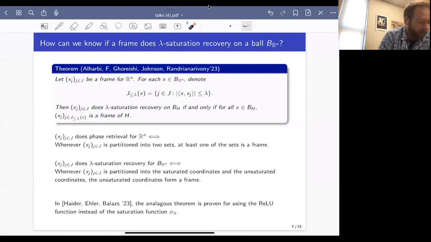So kind of to compare with phase retrieval, doing phase retrieval says if I partition my frame into 2 sets, at least one is a frame. Doing lambda saturation recovery says whenever I partition into specifically the saturated coordinates and the unsaturated coordinates, I have that the unsaturated coordinates form a frame. And in their paper, Hader, Eller, and Belash, they proved the analogous theorem where, instead of using the saturation function, you use the ReLU function.